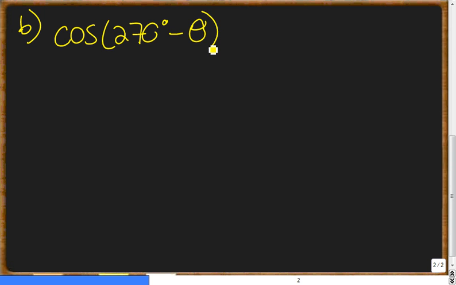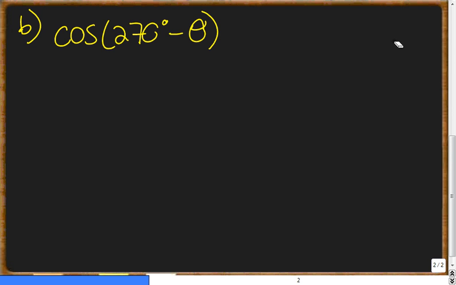The next function they asked us about was the cosine of 270 degrees minus theta. Okay, well, this is a little different. We're talking about taking this angle and going backwards. So how would I equate that back? We need to figure out something that this actually makes.